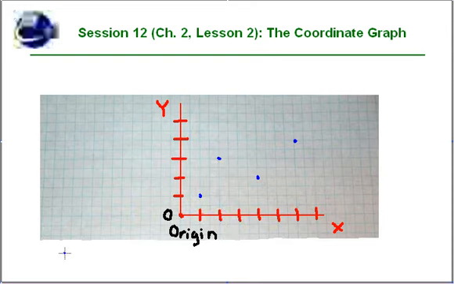In order to determine the coordinates for each of these different points, you first have to remember that in our coordinate system, the x value is going to be listed first, and then your y value is going to be listed second. And then both of those values are put inside parentheses. So we have an ordered pair. Your x value comes first and your y value comes second.